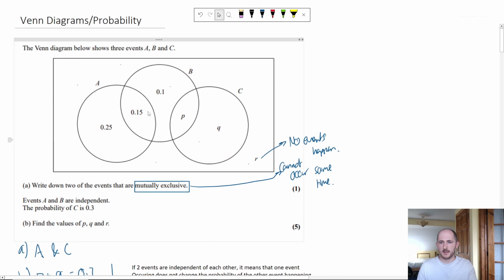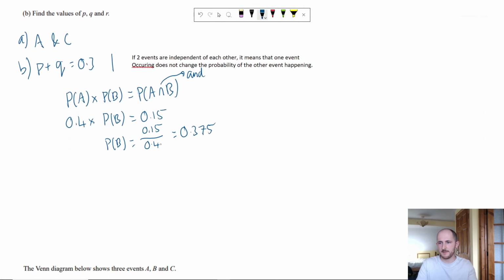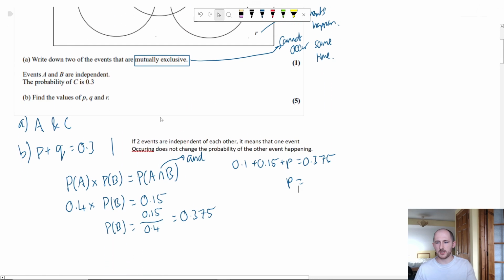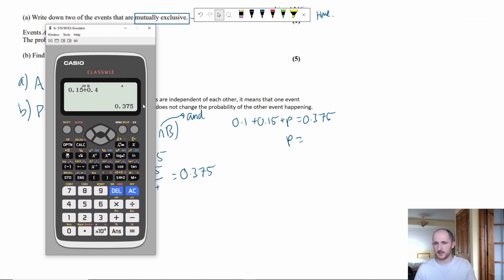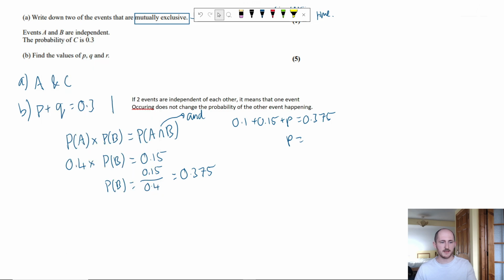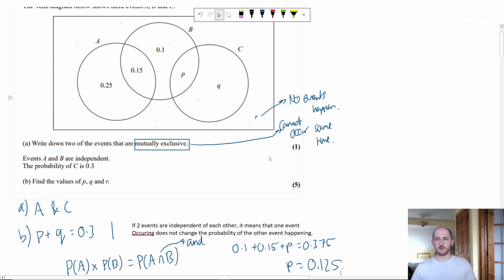So in other words, 0.1 plus 0.15 plus P equals 0.375. So once again, we can use our calculators to just work out what P is. So it's going to be 0.375, subtract 0.15 and subtract 0.1. Which is 1/8, which is 0.125. And that gives us what P is. Nice and easy. There you go. So we've already got some marks.